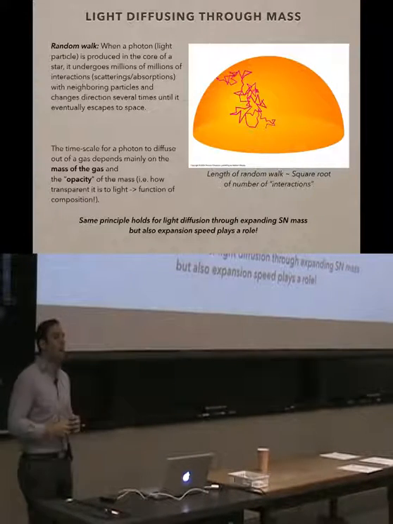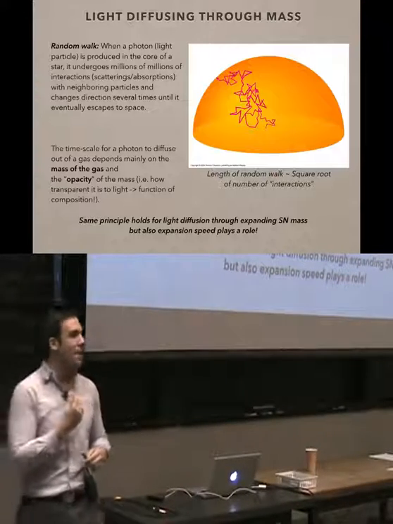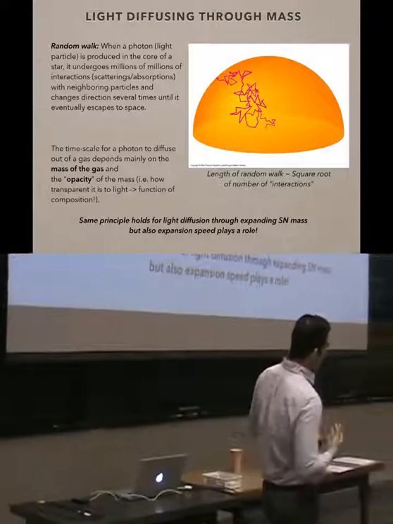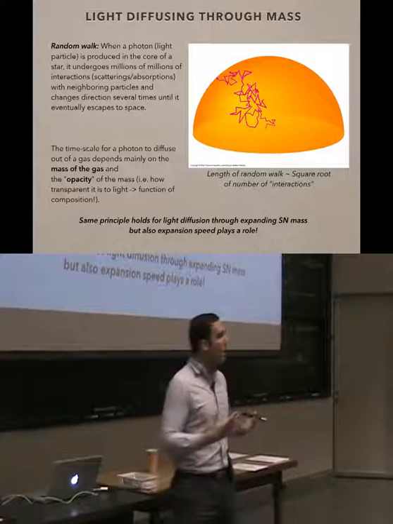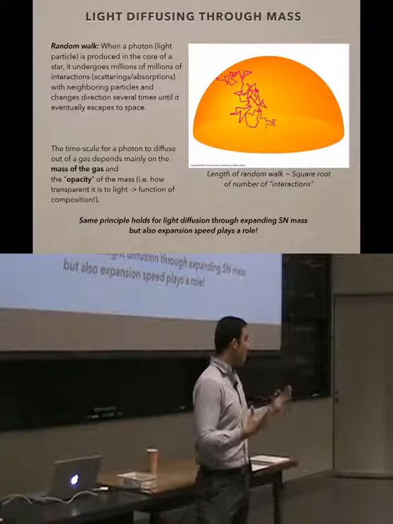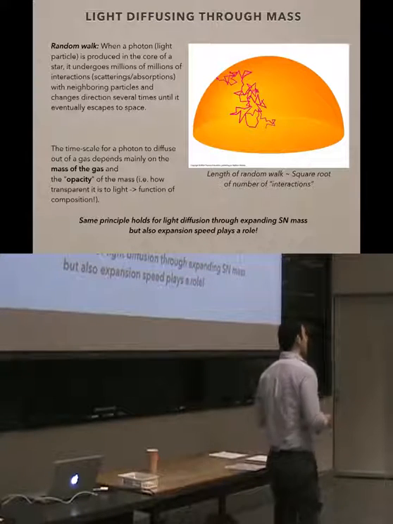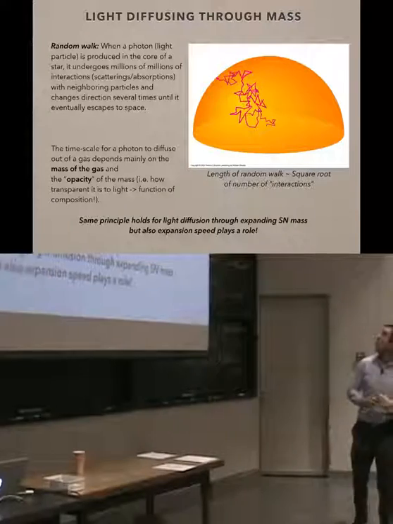Now let's talk a little bit about light diffusion through mass, because after all, when you try to understand the light curve, and you try to infer information about the shape of the light curve and the physical characteristics, the properties of the star that exploded, you need to understand how light works in matter and how light interacts with matter. And this is a little bit of basic physics here.